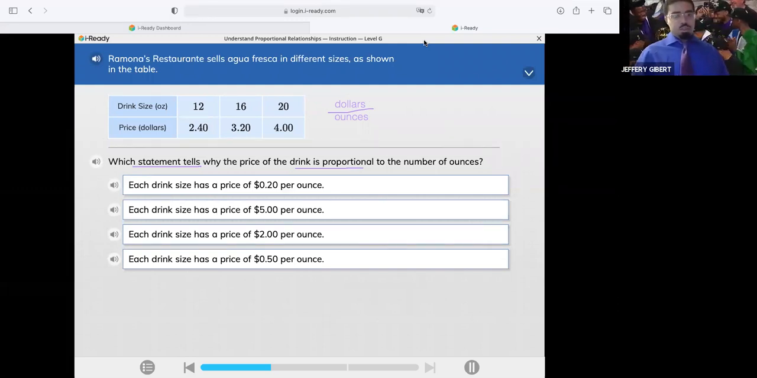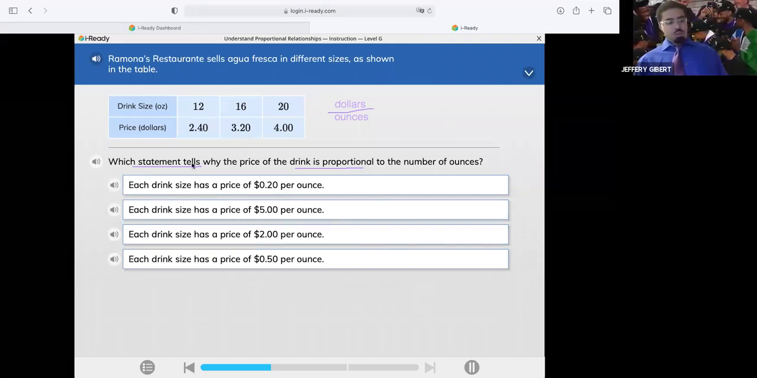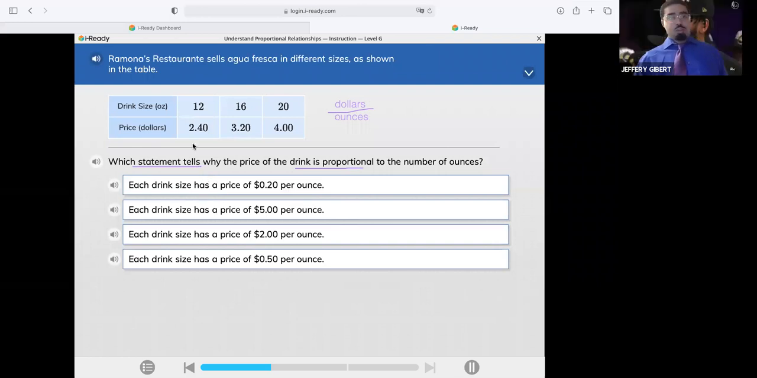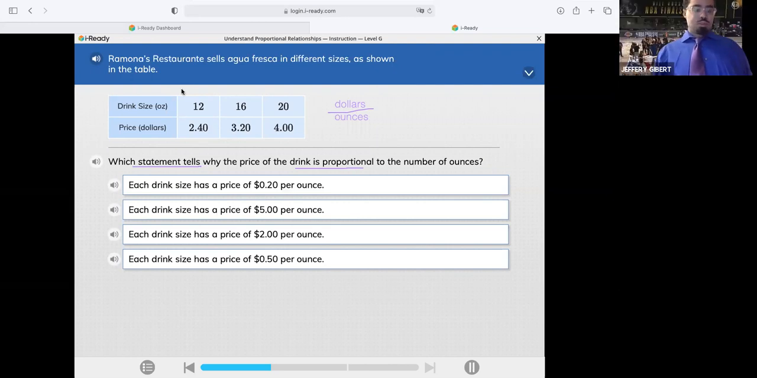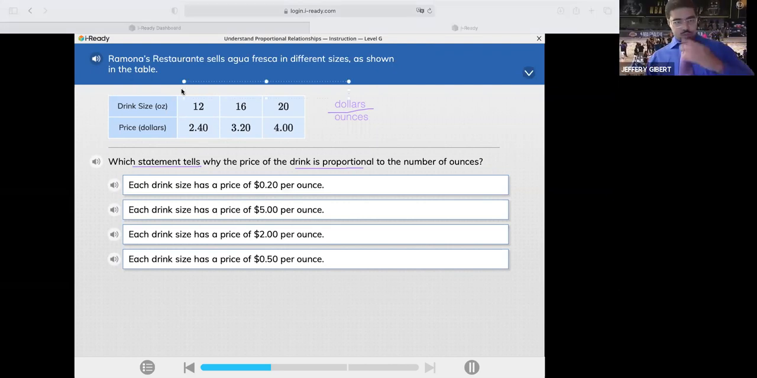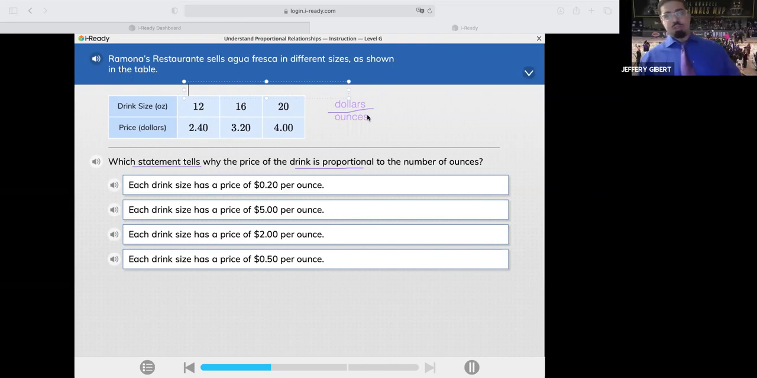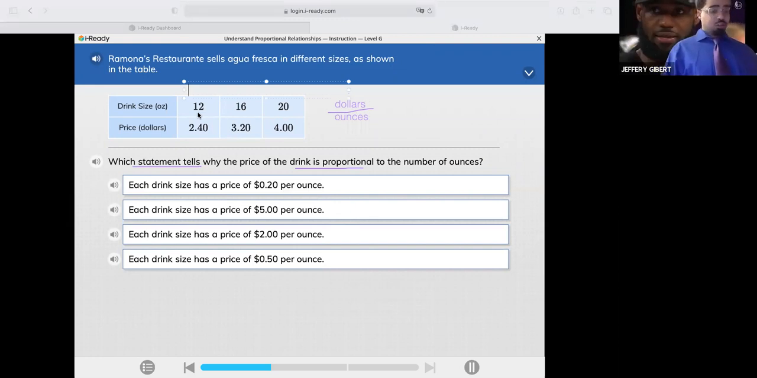The last one? Not the last one. What's 2.40 divided by 12? So it's $2 per ounce. No, just tell me what's 2.40 divided by 12, because it's dollars over ounces. So $2.40 divided by 12 ounces. You can use a calculator if you want.